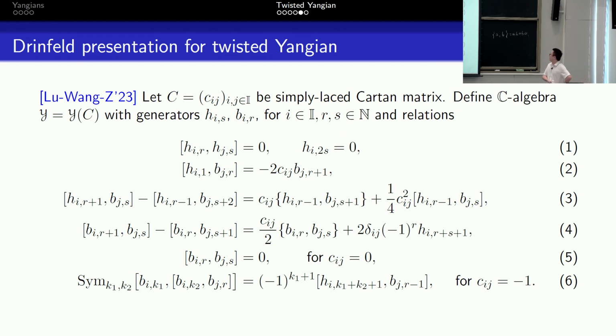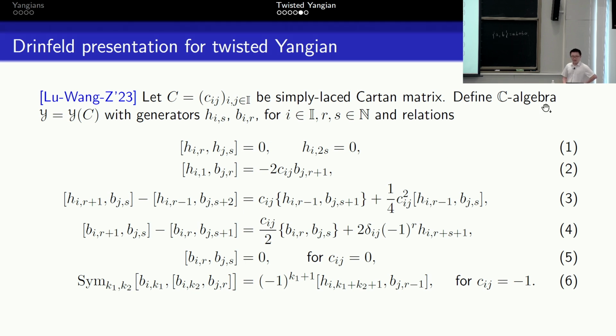Let's look at these relations. First, these H_i,s form a commutative subalgebra. The second relation is similar to the case of the Lie algebra. For the next one, note that the subindex, for example for H, jumps by 2, from r-1 to r+1. In the case of the Yangian, the index only jumps by 1. The reason why it should jump by 2 is also related to this parity on the Cartan part. And then on the right-hand side, you also have a second term.